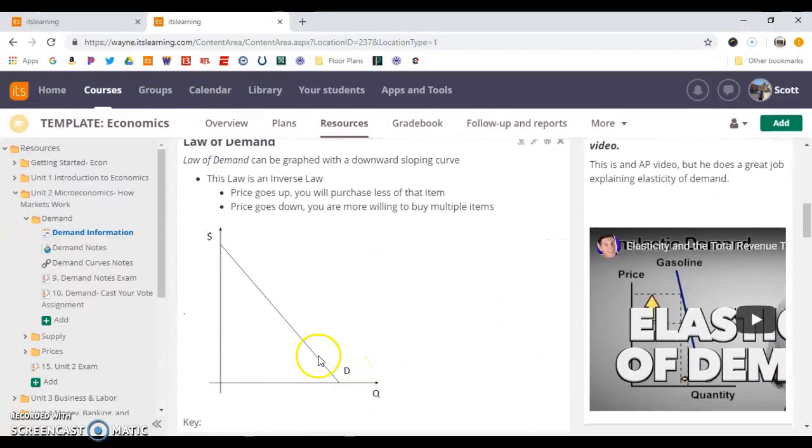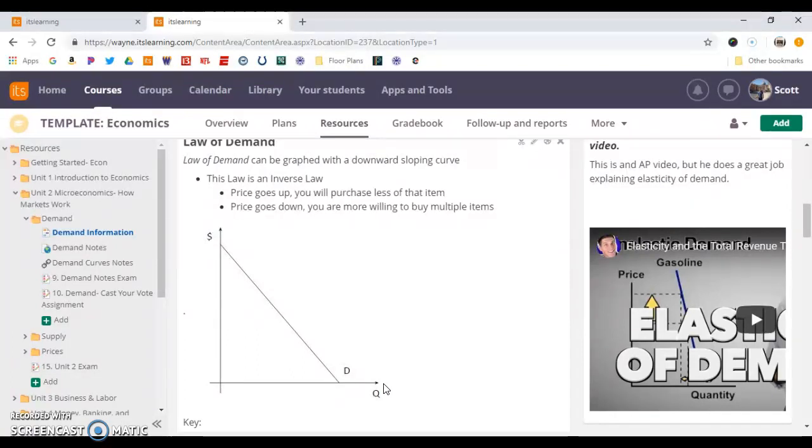You can see it in this chart right here. Represented on the y-axis is the price, so how much you're willing to buy that good for, and the quantity is on the x-axis, or how much of that good you're willing to buy. This is an inverse law, so as the price goes up, you will tend to buy less of that item. And as the price goes down, you're more willing to buy that item.